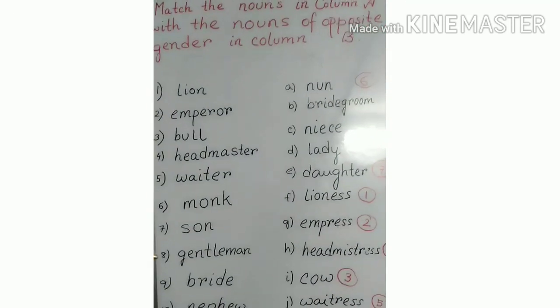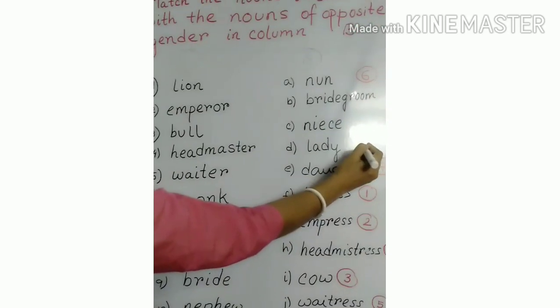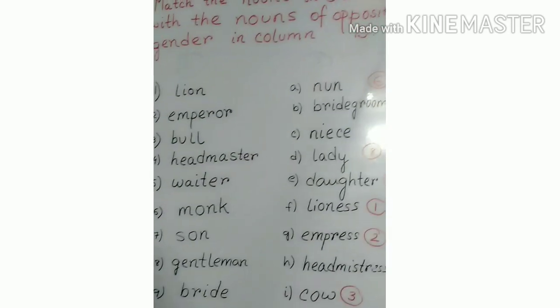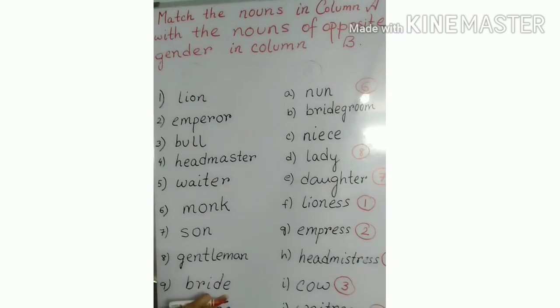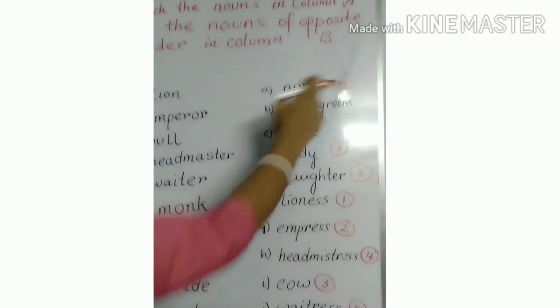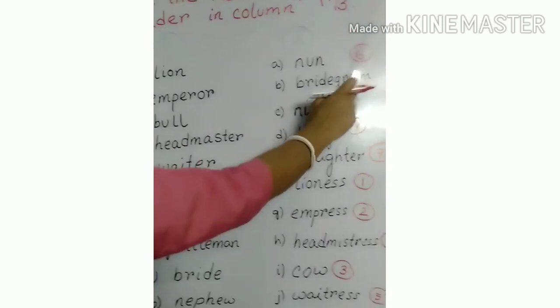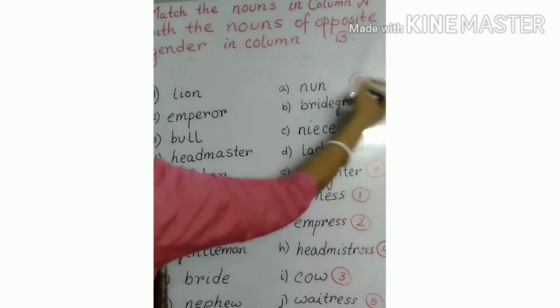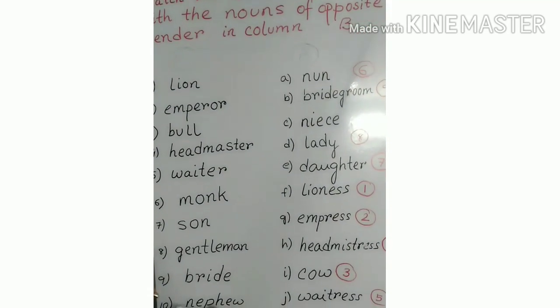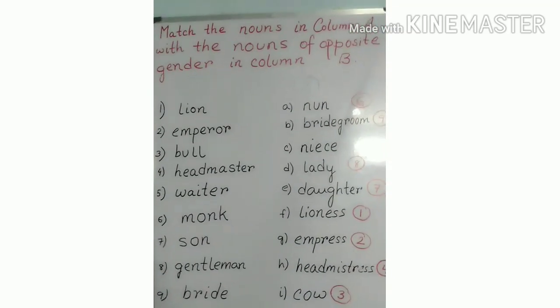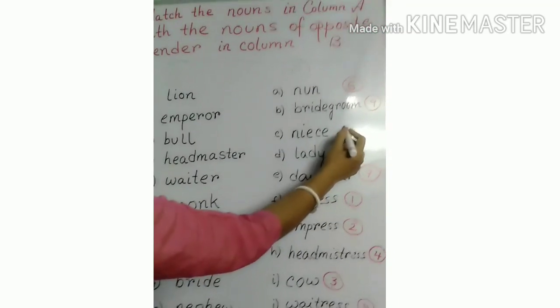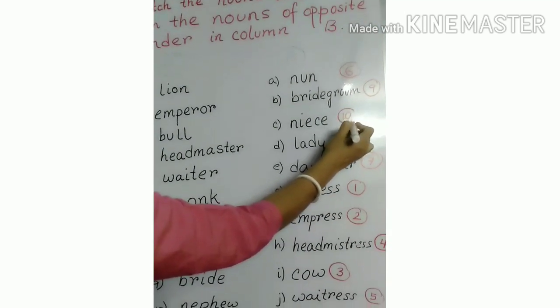Gentleman. The opposite gender is lady. 8. So I will write 8 beside lady. Number 9. Bride. The opposite gender of bride is bridegroom. So this is number 9. Here we are going to write number 9. Number 10, the last one. Nephew. The opposite gender of nephew is niece. So this is number 10. So here I am going to write number 10 beside niece.